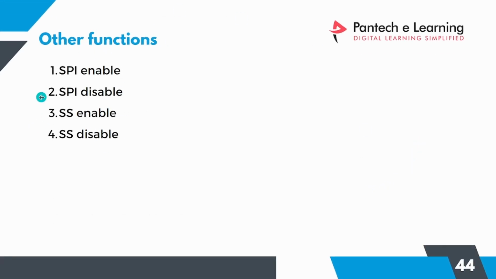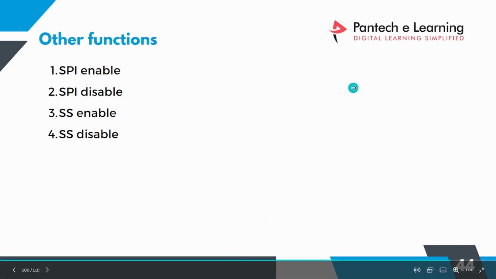Then we will create these other functions also: SPI enable, disable, and slave select enable, disable. Okay, so these are the functions we are going to create, guys. Now we will get into Keil.